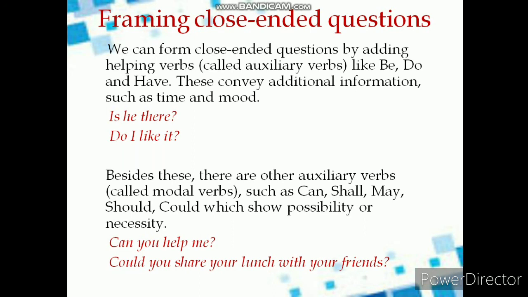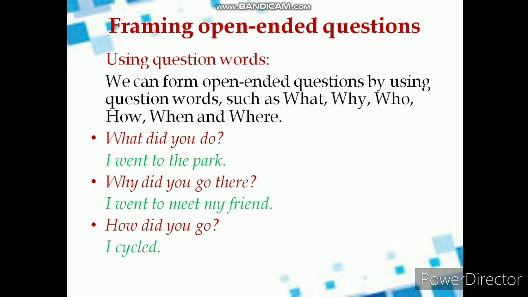Besides these, there are other auxiliary verbs, also called modal verbs, such as can, shall, may, should, could, which show possibility or necessity. For example, can you help me? Could you share your lunch with your friends?